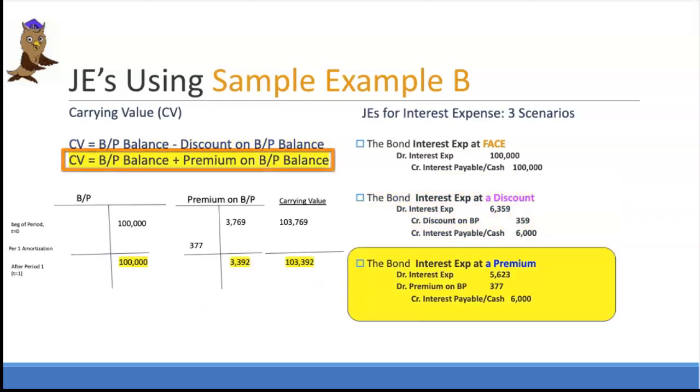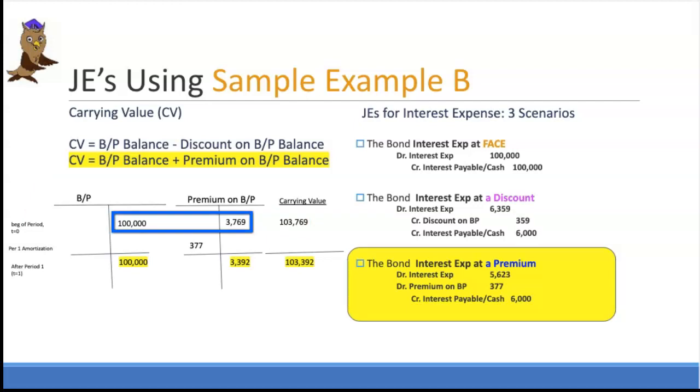Similarly, in the premium scenario, note that the initial balance of the premium on bonds payable account was $3,769 at the very beginning of period, at t equals 0. At that point, the carrying value was $103,769, the net of $100,000 bonds payable balance and the premium on bonds payable balance of $3,769.